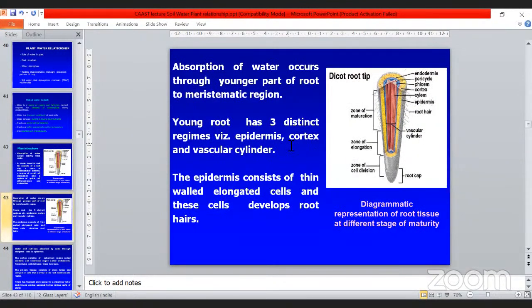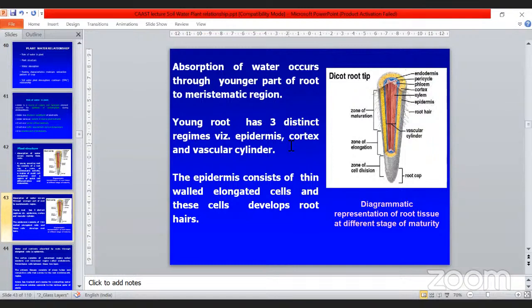The absorption of water occurs through the younger part of the root and the meristematic region. That's why the white, active, newer roots are very important in any plant. If they have not matured or not been taken care of, ultimately the yields will be reduced. This is an important part to understand in agriculture: the soil-water and plant relationship.